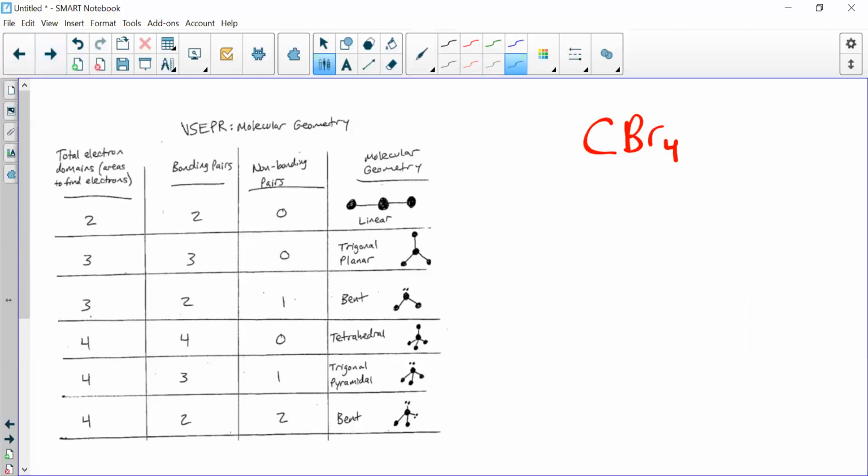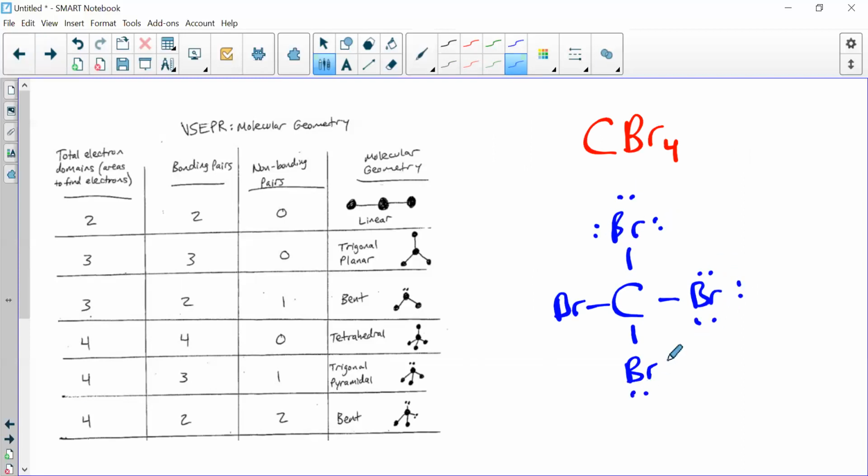CBr4. Now I'm going to go fast through the Lewis structures because the other video goes through it slowly, so I'm assuming you guys know how to do these. So carbon with 4 bromines. Each bromine gets lone pairs, like this. Central carbon, no lone pairs. Let's count. 2, 4, 6, 8, 2, 4, 6, 8, 2, 4, 6, 8, 2, 4, 6, 8. That's 32.